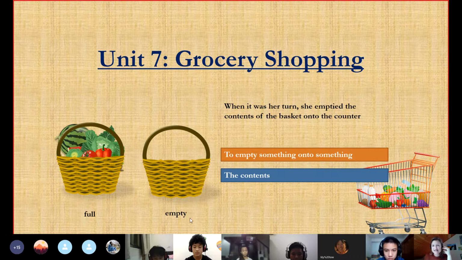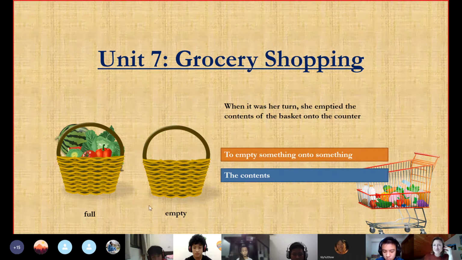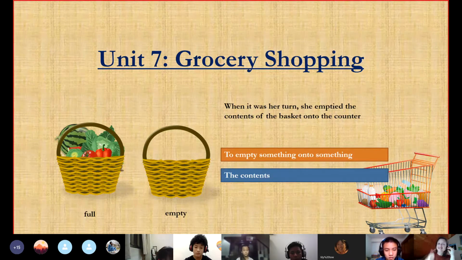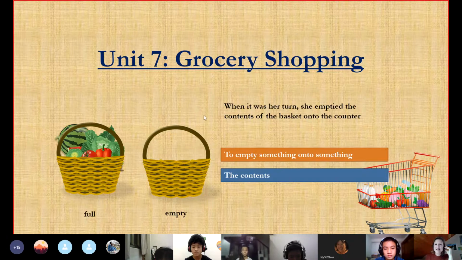So what we call this is empty. Let's repeat together, empty. Empty. Okay, everybody, empty. Empty. Very good. So if there is nothing like this here, if there is absolutely nothing, it's empty. Okay, so we can see this word here, she emptied. This comes from this word, okay? So emptied means empty, nothing.